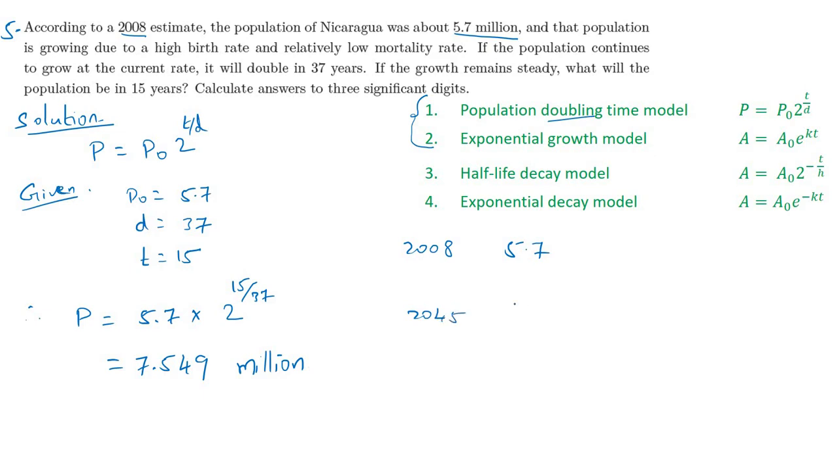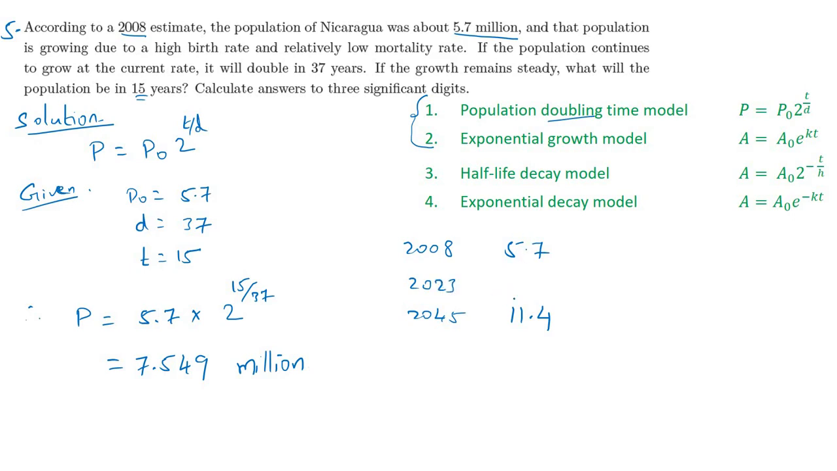2045 will become 11.4. Double, multiply by 2, then add 37. But what do you want to find? Maybe 2021? In the problem they have said in 15 years. That means 2008 plus 15, which is 23. So 2023. What will be the population?